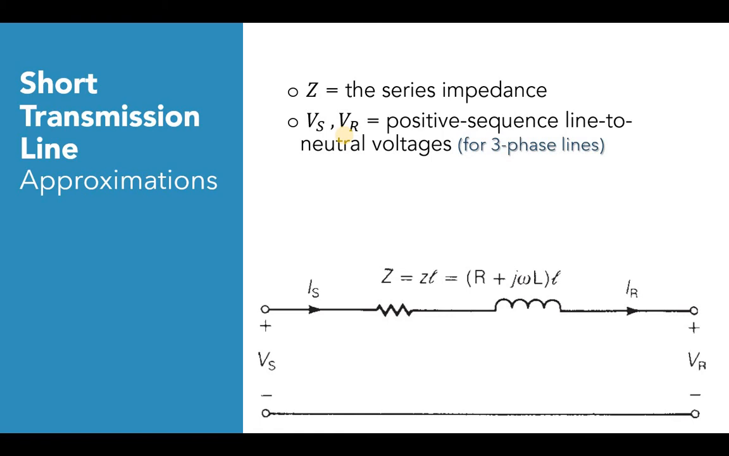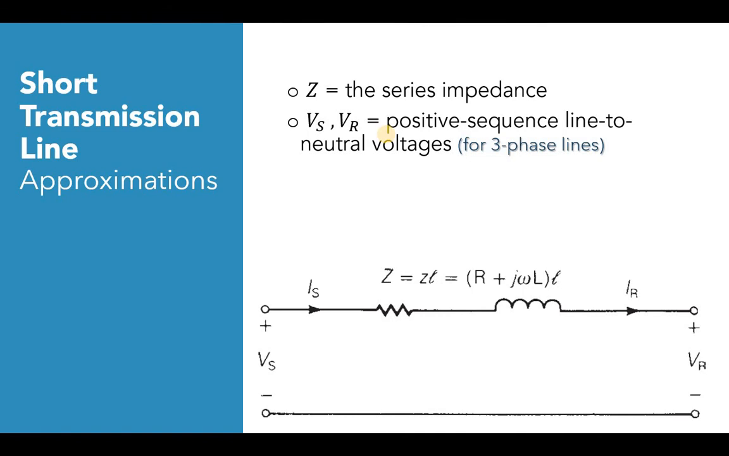In our previous study, even the inductive reactance or the inductance itself and the capacitance itself of three-phase lines, diba? We only needed the one phase. We only need one phase, okay, for our analysis. So the same thing here, no? So our VS and VR quantities are automatically line-to-neutral voltages. So that's our base assumption, okay?